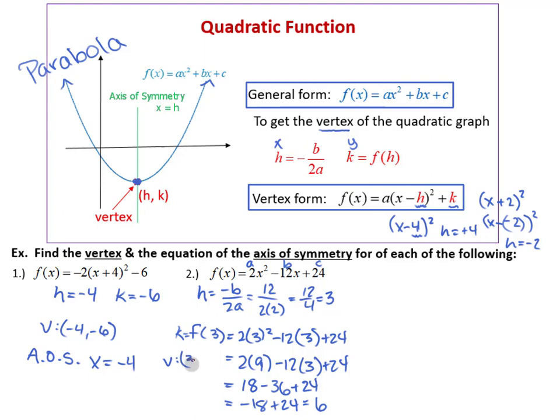So my h value ended up being 3. My k value, which we just solved for, is 6. So I know my vertex is located at 3, 6. And my axis of symmetry is located at x equals h. And our h value was, that's not a 3. X equals 3, there we go, our h value.